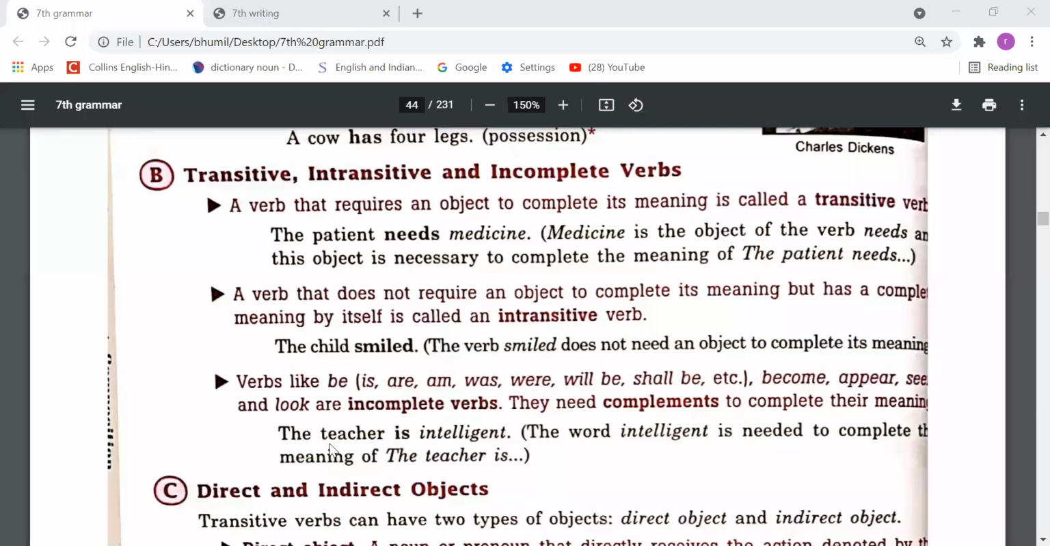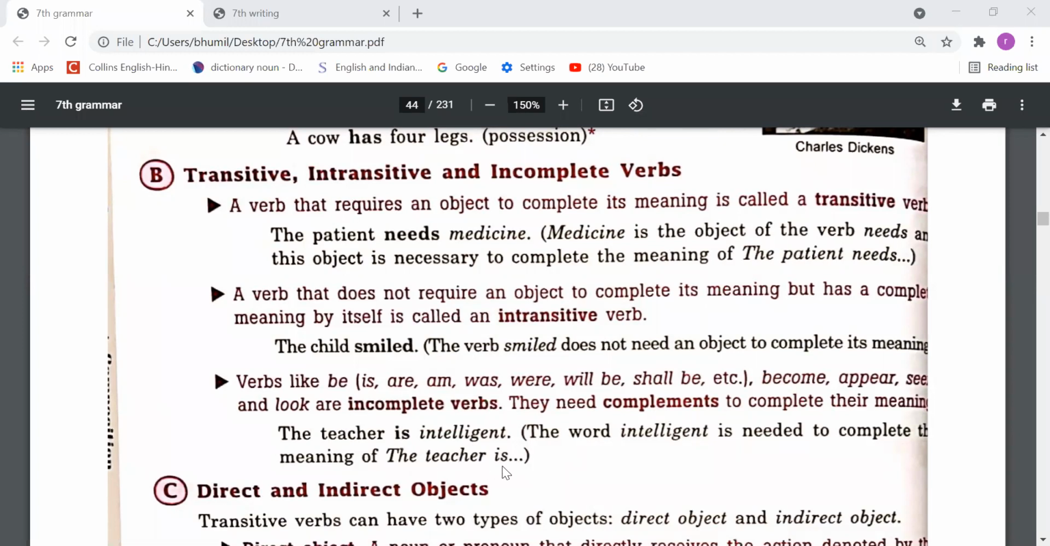We need to say that the teacher is intelligent. So this word "intelligent" is not an object. This is called a complement. Which word comes after the incomplete verb? Those words are called complements. Complement means पूरा करने वाले, the part or words that complete the sentence. The teacher is intelligent. The word "intelligent" is needed to complete the meaning of "the teacher is," right?